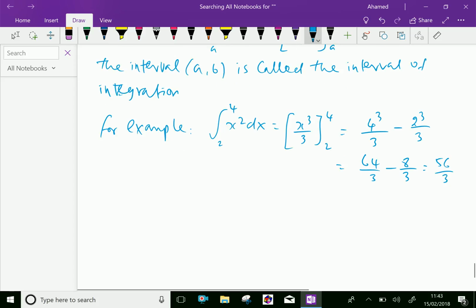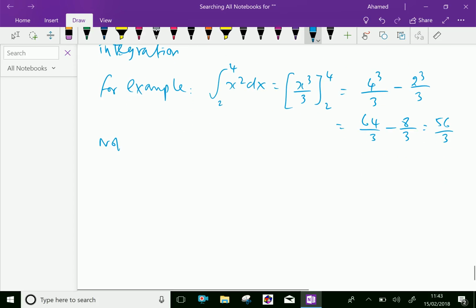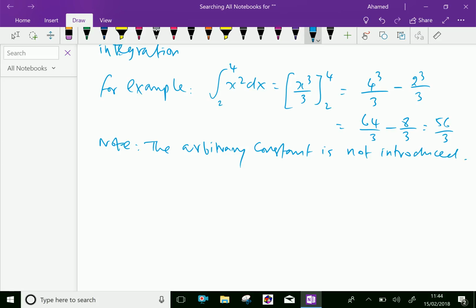Here, note the point. Normally, we introduce an arbitrary constant for integration, but here the arbitrary constant is not introduced since it is a definite integral. We have done.